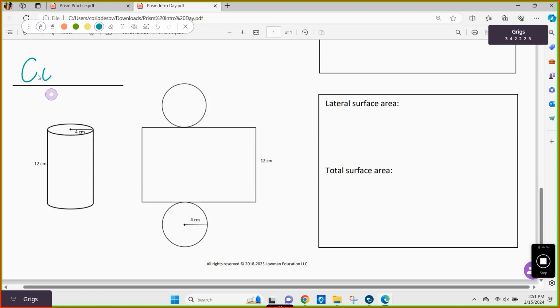Thought it was a cube. Bruh. A cube with circles?